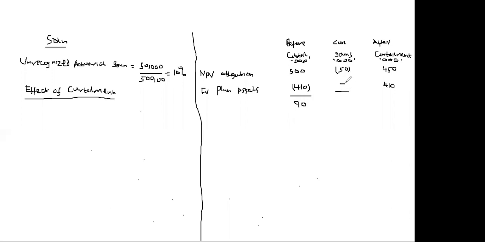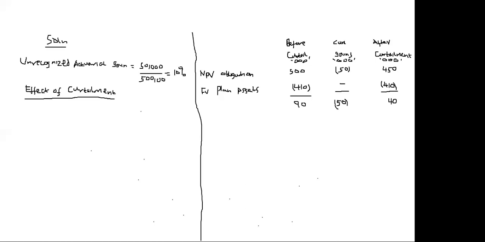Here we have 50 minus 0, that is 50. And still it is negative. Then here, after curtailment, 450 minus 410, that is 40. So as you can see, we can also get this 40 by just subtracting the 50 here from the 90.